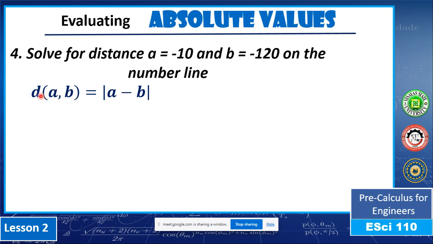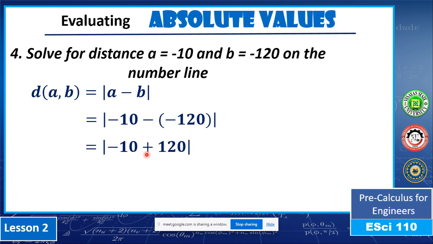The distance of a and b, d of a and b, is just the absolute value of their difference. So the difference of a and b: a is negative 10 minus negative 120. So we have negative 10 plus 120. And now its answer is 110.